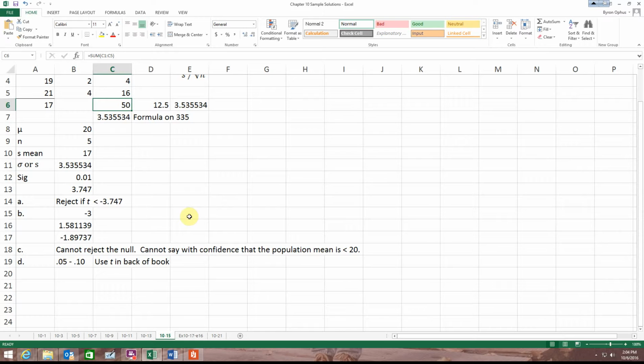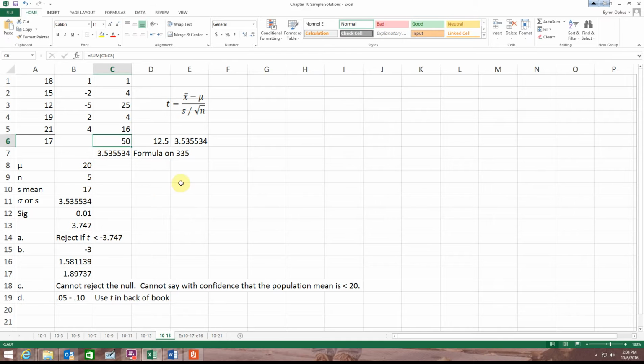And it says in A that I have to, hang on, I've got to get to A there. It says state the decision rule. So I'm going to reject if t is less than minus 3.747. And I looked that up because my hypothesis is that mu is less than 20, so I'm going to reject it if it's less than that. How do I find my 3.747? Again, I'm at the significance level.